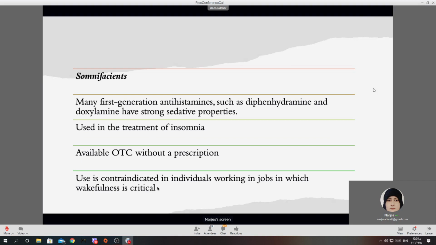We mentioned that antihistamines can cause depression of the CNS, and as a side effect, they can cause sedation. That's why they are good to be used as a sleeping aid. For example, diphenhydramine and doxylamine can be used here. These drugs are generally over the counter.